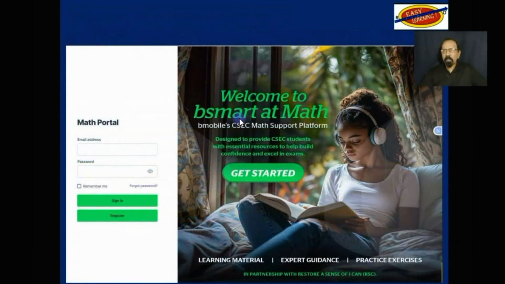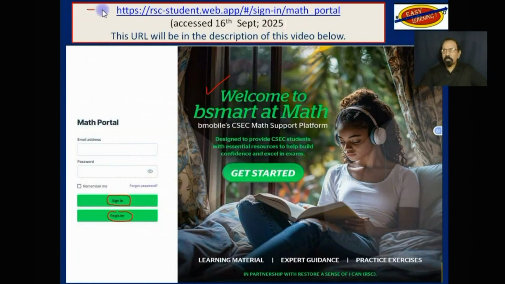This is the home page of that math website. You would have to register first and then subsequently, of course, sign in. Remember, I said it is free. This is the URL again up there. This URL will be in the description of this video below. So all you would have to do is click on the URL and be redirected to this website.